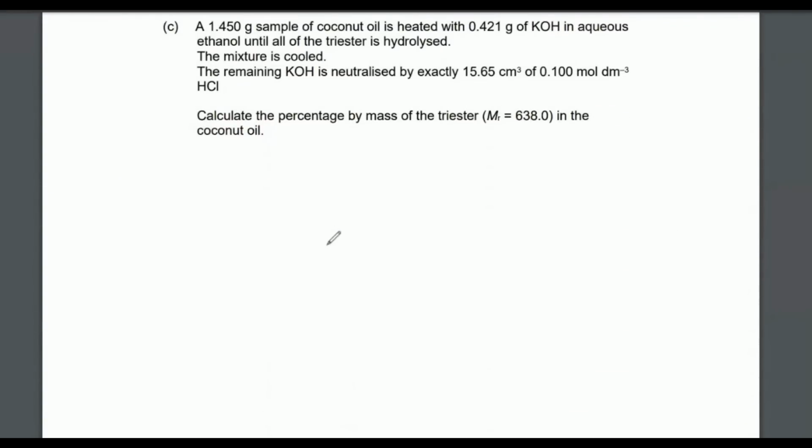Well, let's finish up. We've got another part to go, part C, and it's another amount of substance question. A 1.450 gram sample of coconut oil is heated with 0.421 grams of potassium hydroxide in aqueous ethanol until all the triester is hydrolyzed. So we're going to hydrolyze all of the triester in the coconut oil.